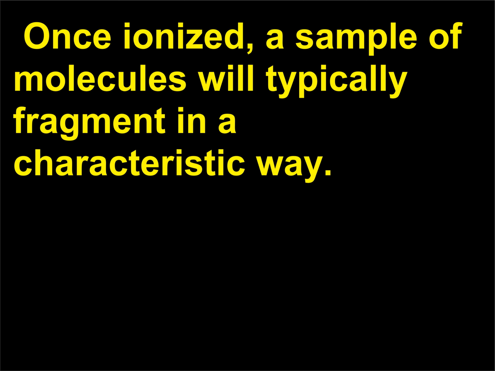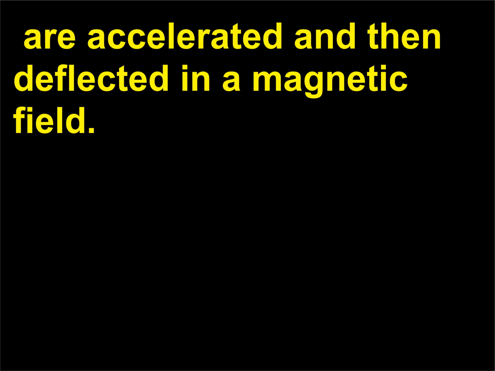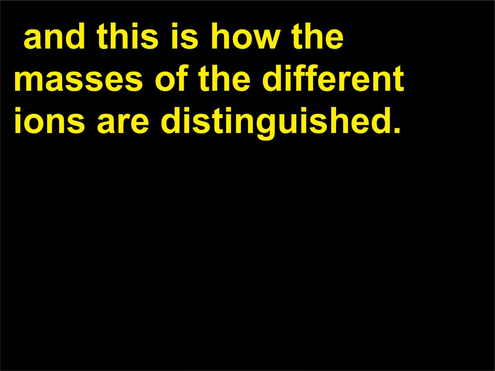Once ionized, a sample of molecules will typically fragment in a characteristic way. The ions that form, whether they are fragments or the original ionized species, are accelerated and then deflected in a magnetic field. Ions of different masses are deflected by different amounts. And this is how the masses of the different ions are distinguished.